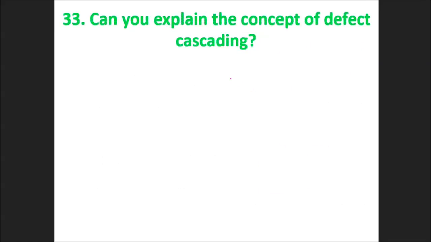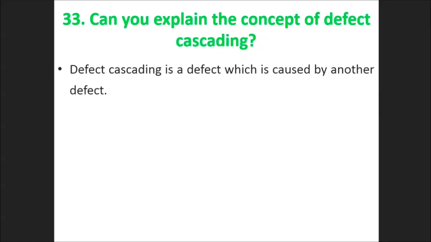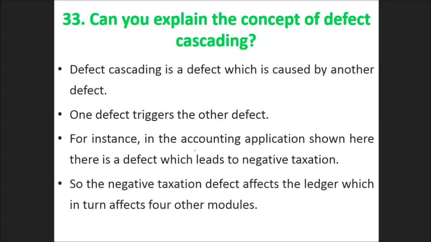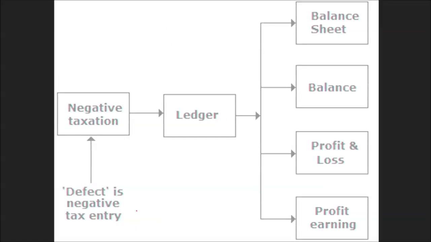Now, can you explain the concept of defect cascading? Defect cascading is a defect which is caused by another defect. So one defect triggers the other defect. For instance, the accounting application we have been talking about, there is a defect which leads to negative taxation. So the negative taxation defect affects the ledger, which in turn affects 4 other modules. Right? Defect, negative taxation, ledger, it affects 4 other modules.